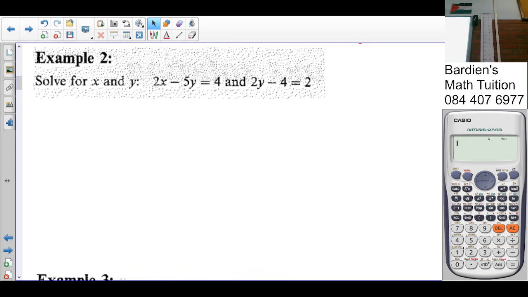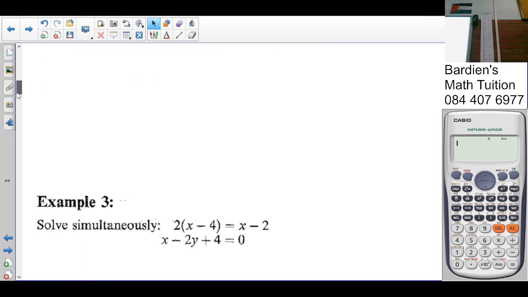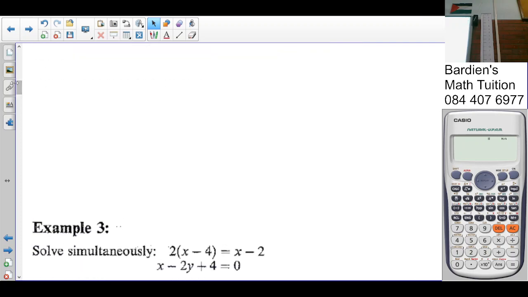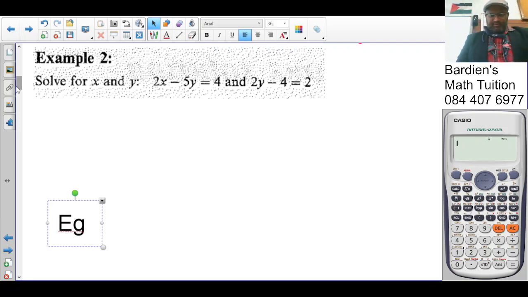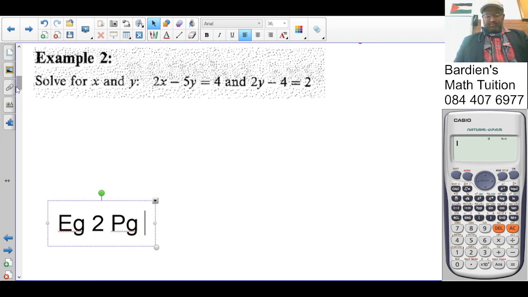Example 2. On the next page. Which page is that on? Sorry? 83.